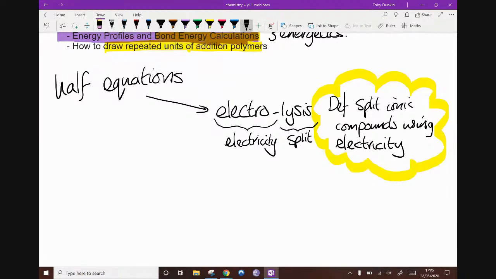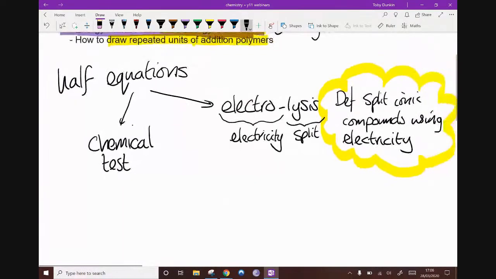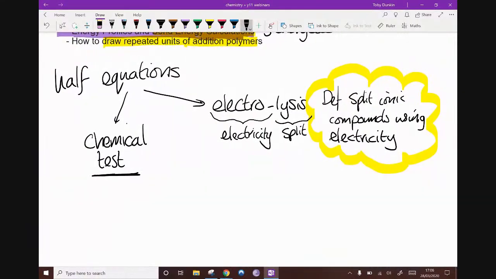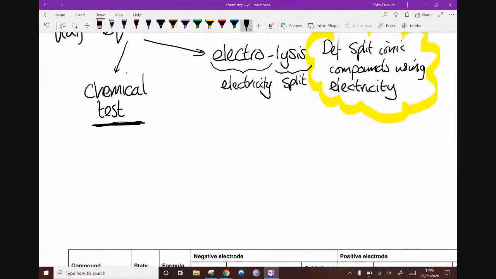The other place that you tend to see half equations is sometimes in chemical tests. But they're not quite the same. These are ionic half equations, things like silver nitrate being the test for that.